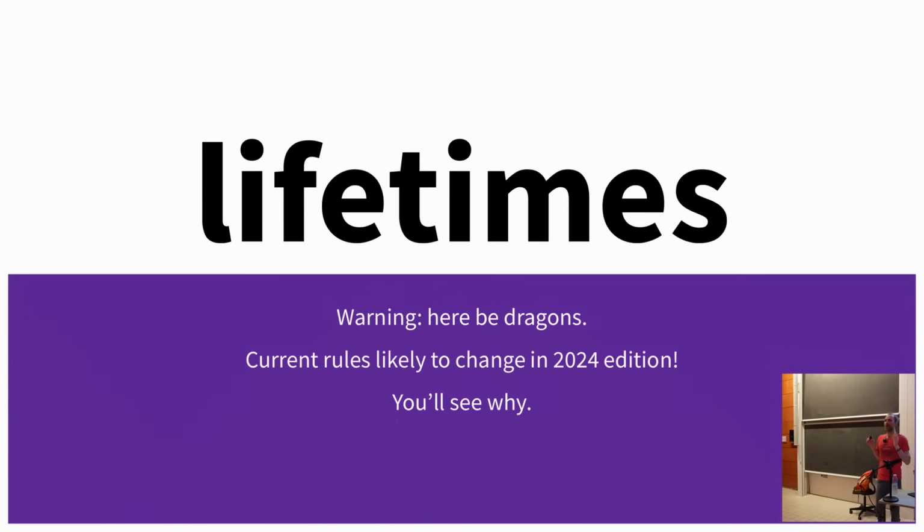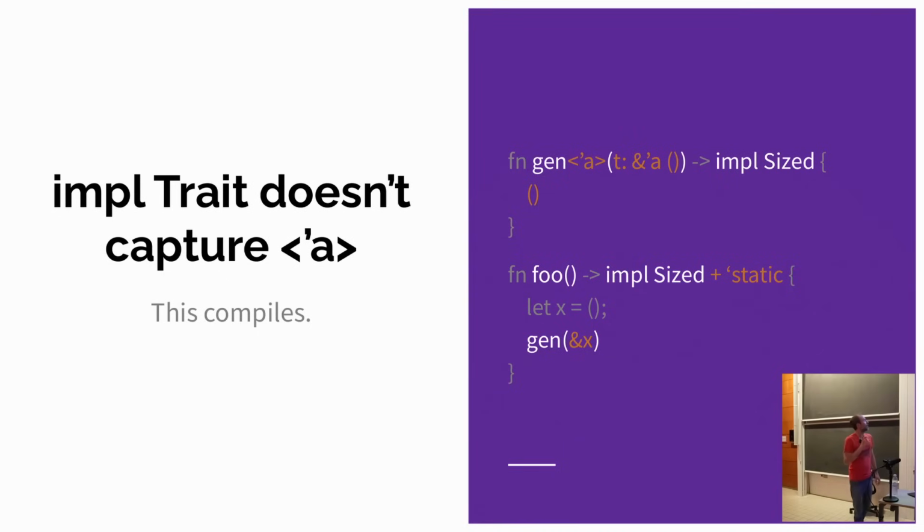Okay, and then we get into a topic that is especially weird around impl trait, which is lifetimes. And warning, here be dragons. So the current rules that I'm about to tell you about return position impl trait are probably going to change in the next edition. For the better, but just as a caveat. I will point out why that is as we go along. So impl trait does not capture lifetime parameters to a function call.